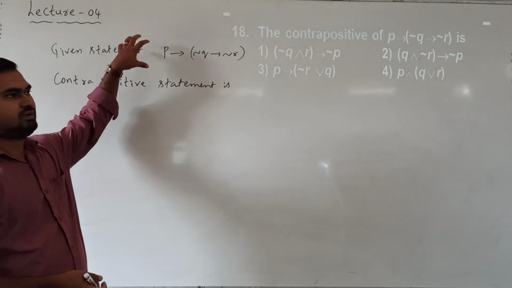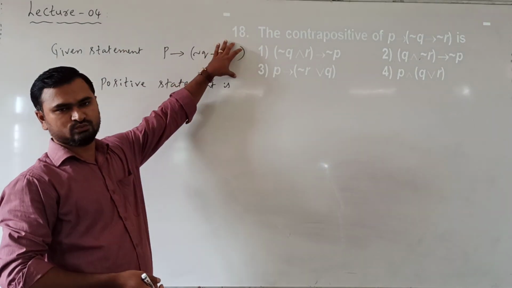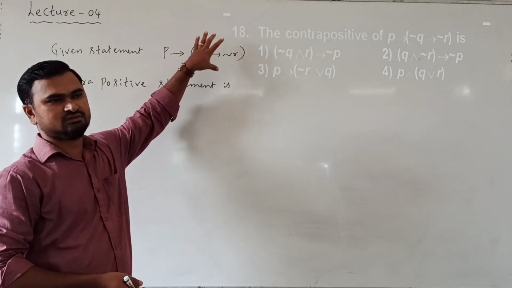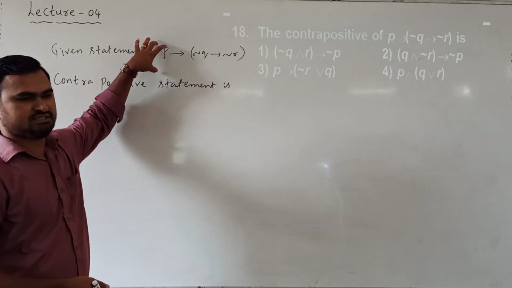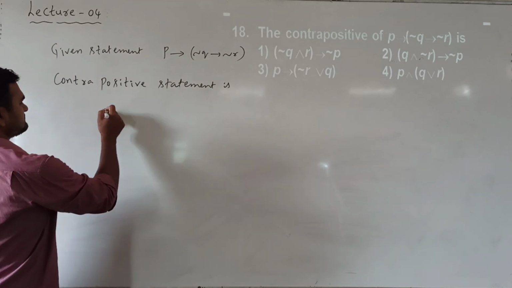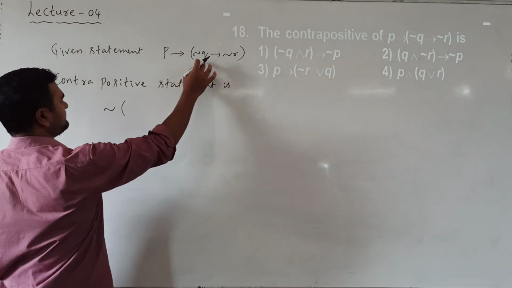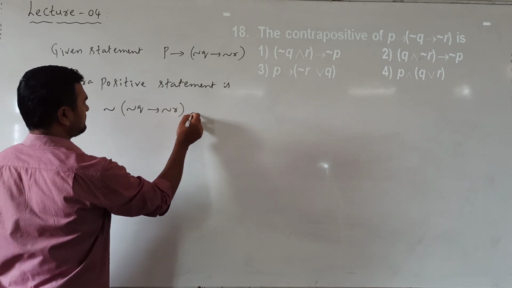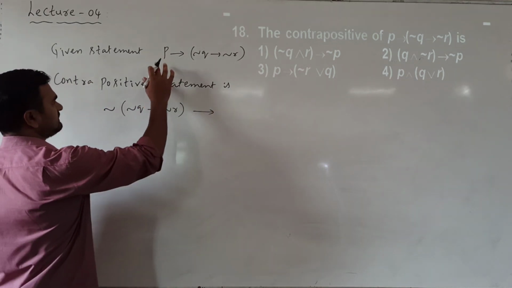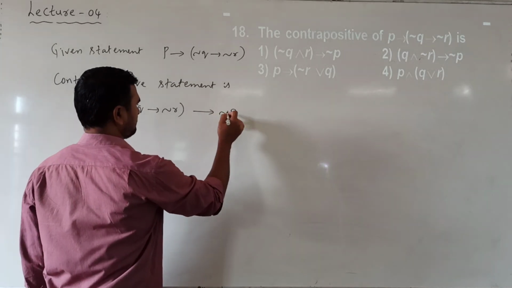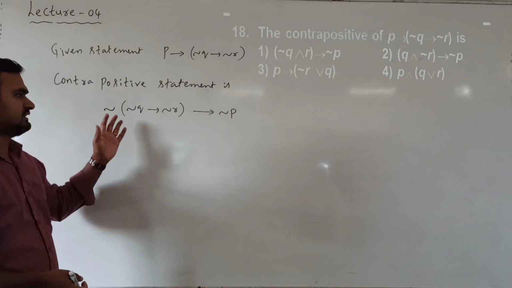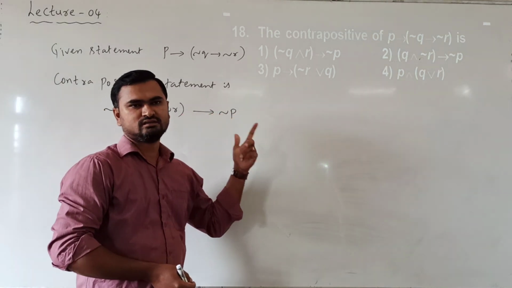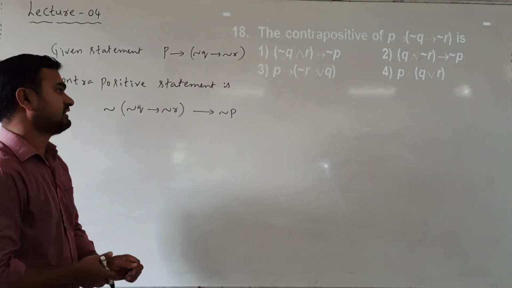Assume it is in the form P implies Q. So for P implies Q, how do we write the contrapositive? Negation Q implies negation P. So it is negation of (negation Q implies negation R) implies negation P. Okay, so negation of the second statement implies negation of the first statement. That is the contrapositive statement.